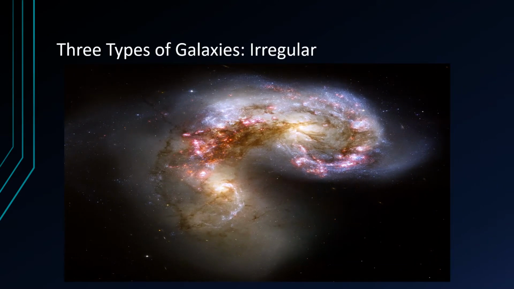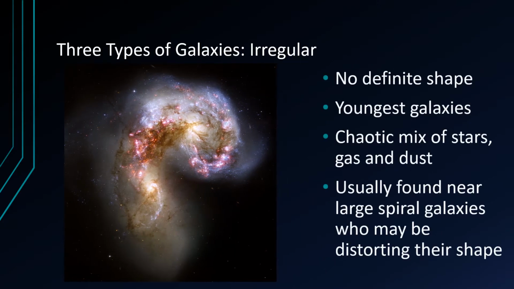And the last type of galaxy is the irregular galaxy. These are going to have no definite shape. They come in a large variety of shapes. They are the youngest galaxies, and this is what the proto-galaxies of the early universe would have resembled.